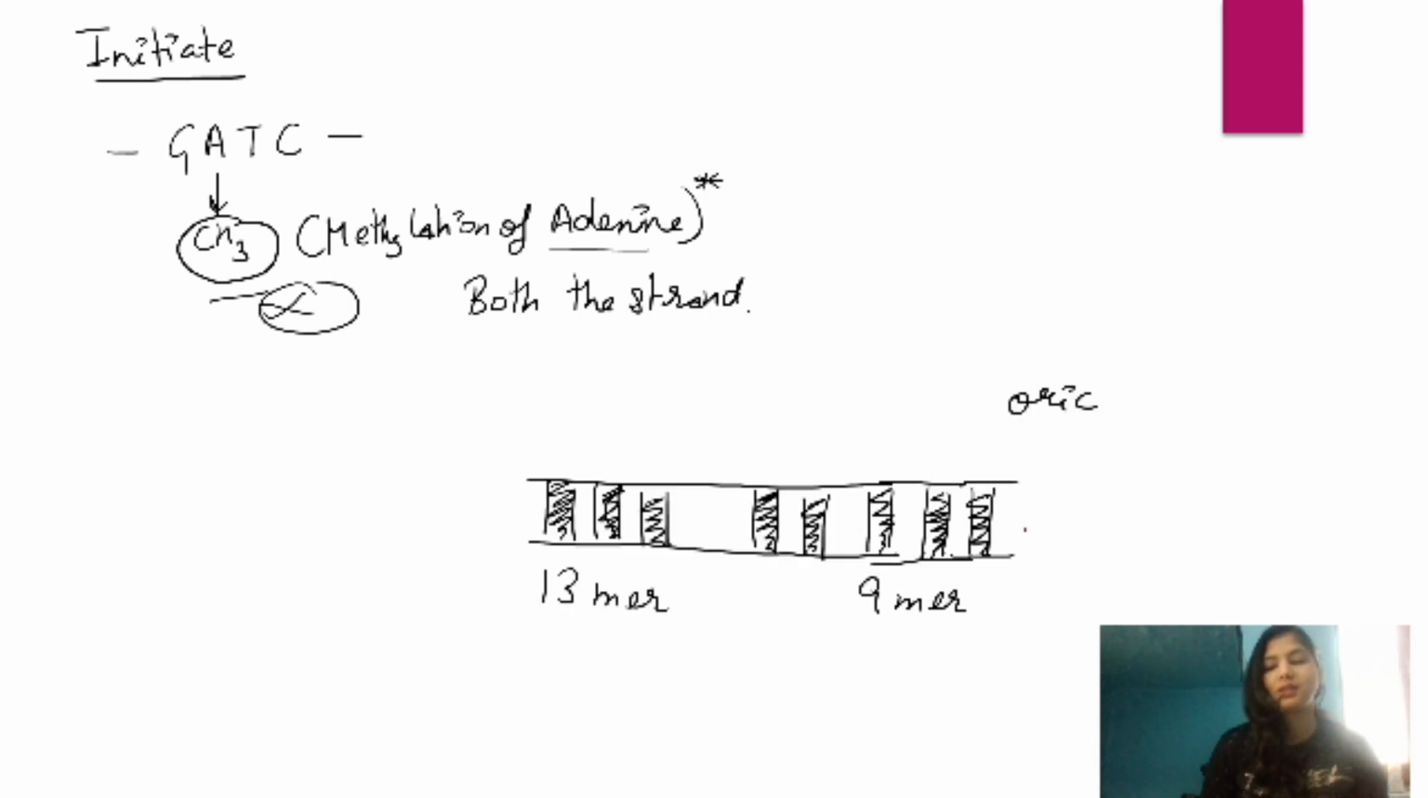So this is the structure of origin of replication. Now these 13 mer units are labeled with proteins. So in this case the protein name is IHF, and in 9 mer case the protein is FIS.